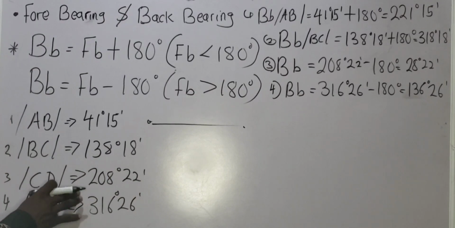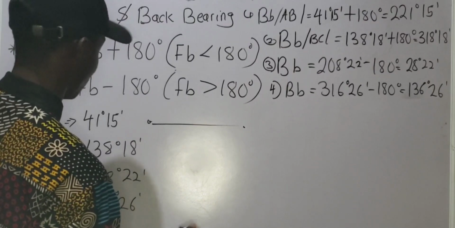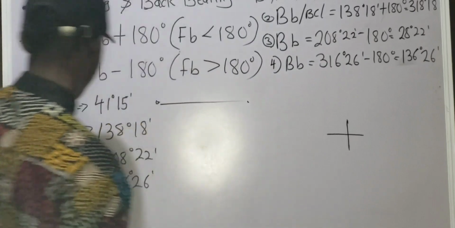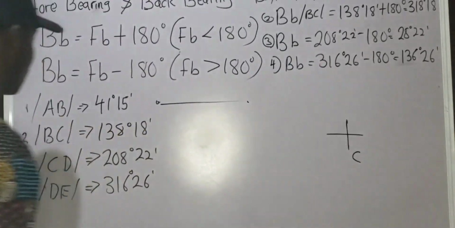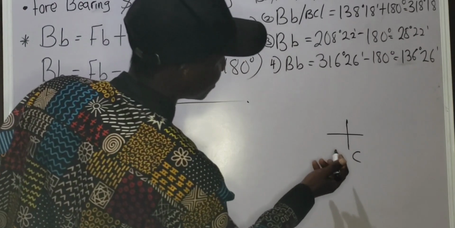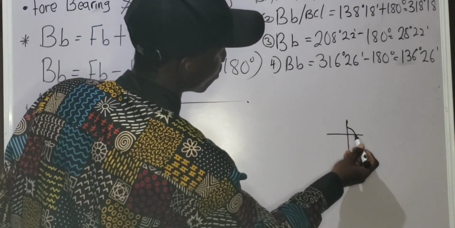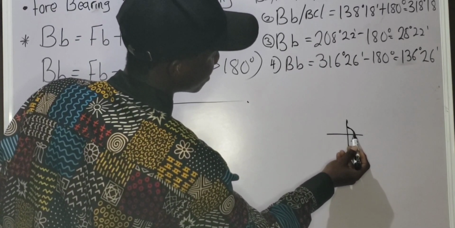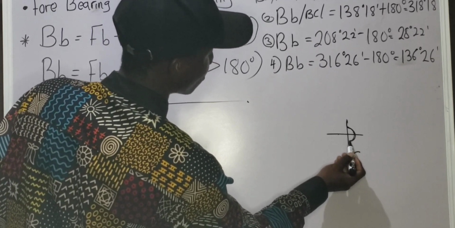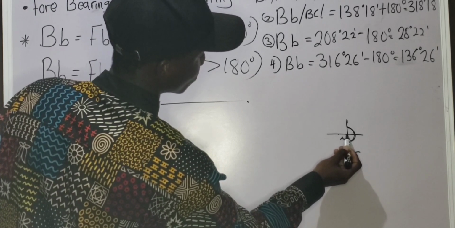Let's calculate the back bearing of 208 degrees 22 minutes using the diagram method. Let's say this is point C. The fore bearing of point C is 208 degrees, and 208 degrees falls in the third quadrant. So the angle is going to come like this, because from this place to this place is 90, 180. From this place to this place is 270, but it's not up to 270, so it will lie across this region. You understand? So the line is going to be drawn from this point.